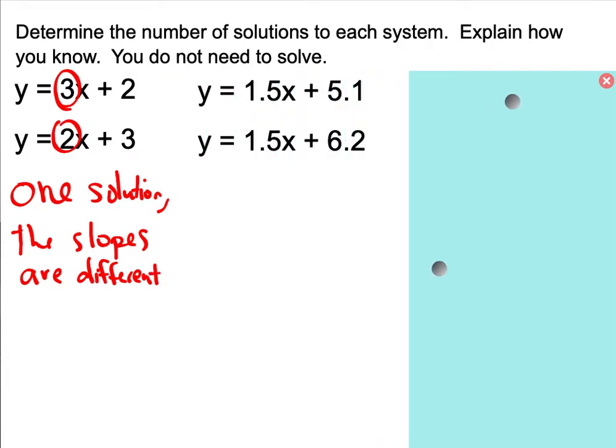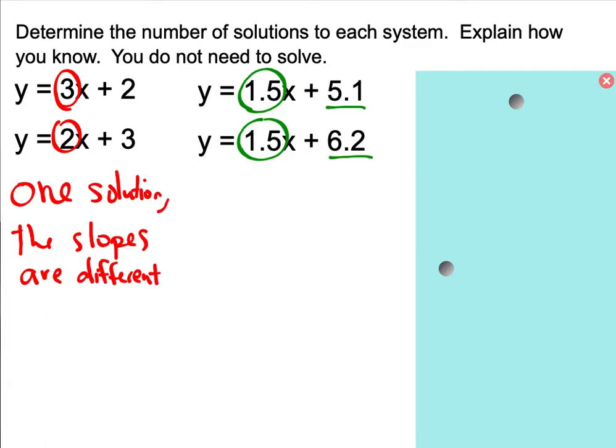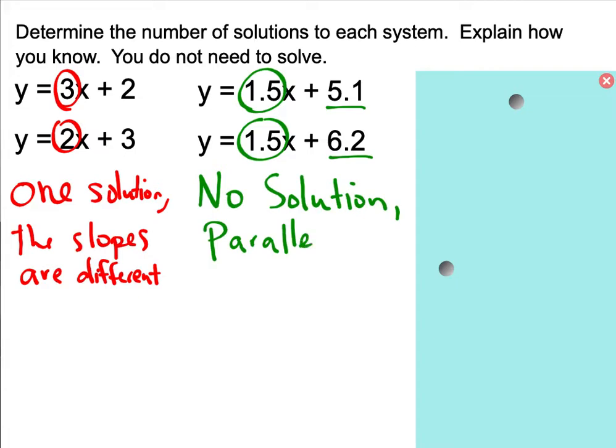Okay, next example. Y equals 1.5x plus 5.1 and y equals 1.5x plus 6.2. Now I'm going to take a look at slopes. The slope on both of them is 1.5. This means the lines are going in the same direction. They are parallel. Now we just need to check to see if they are the same line or if they are different lines. The y-intercepts are not the same. So these are parallel. There is no solution. And the way I know that is parallel lines do not cross.